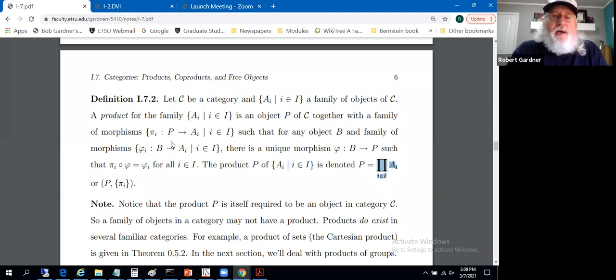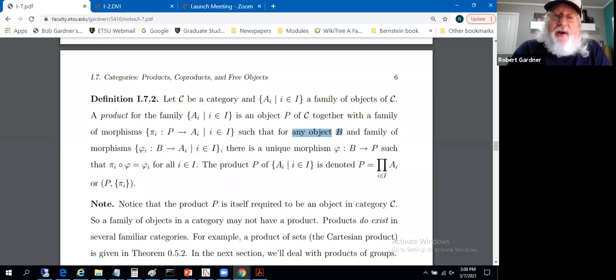We've got, ultimately, three different things. We've got the A sub i's that make up the product first. Secondly, we've got the product itself. And thirdly, we've got object B. It could be anything, so any object B.